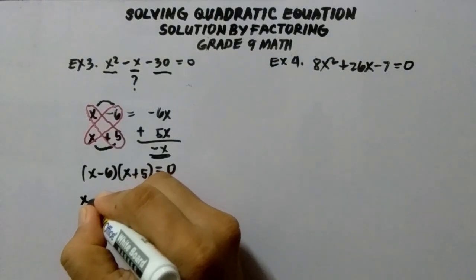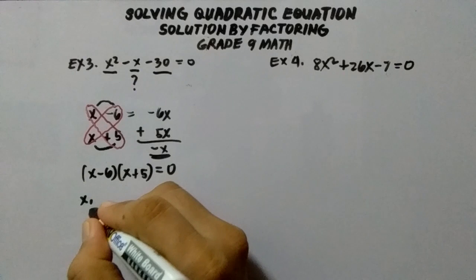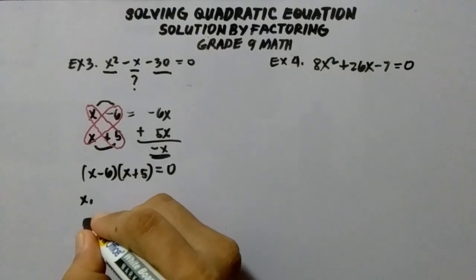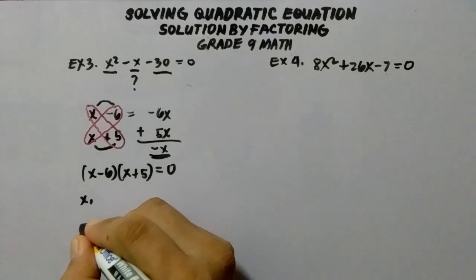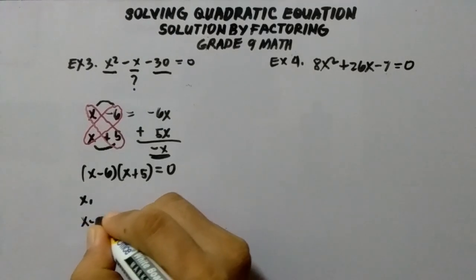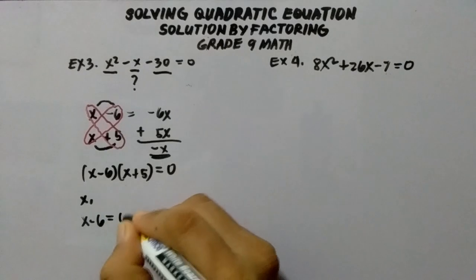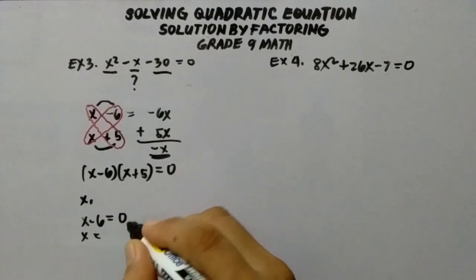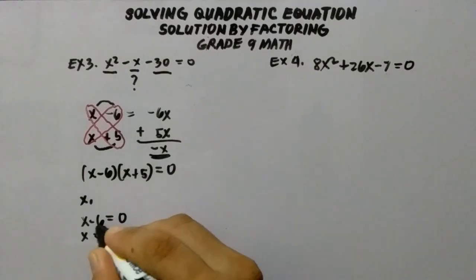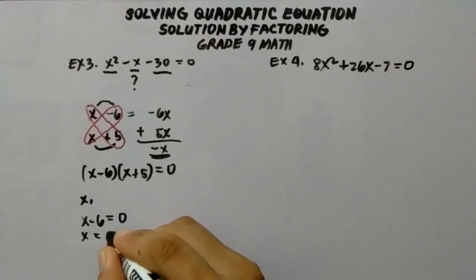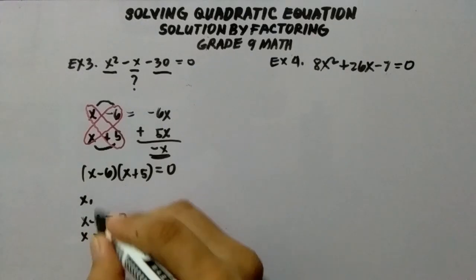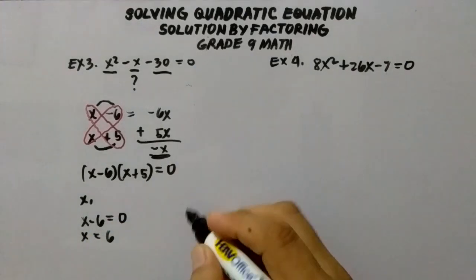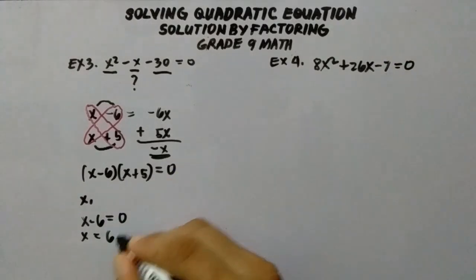Okay, so x of 1. Okay. So, unahin po natin ito. Quantity x minus 6. So, we have x minus 6 is equals to 0. Then x is equals to, then transpose, no, to the right side. So, negative 6 become positive 6. Okay, so x of 1 is equals to positive 6. O 6.